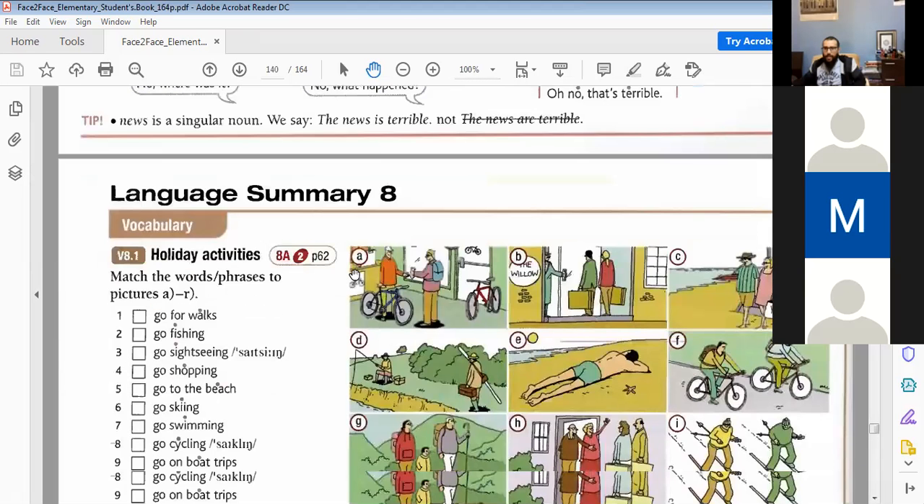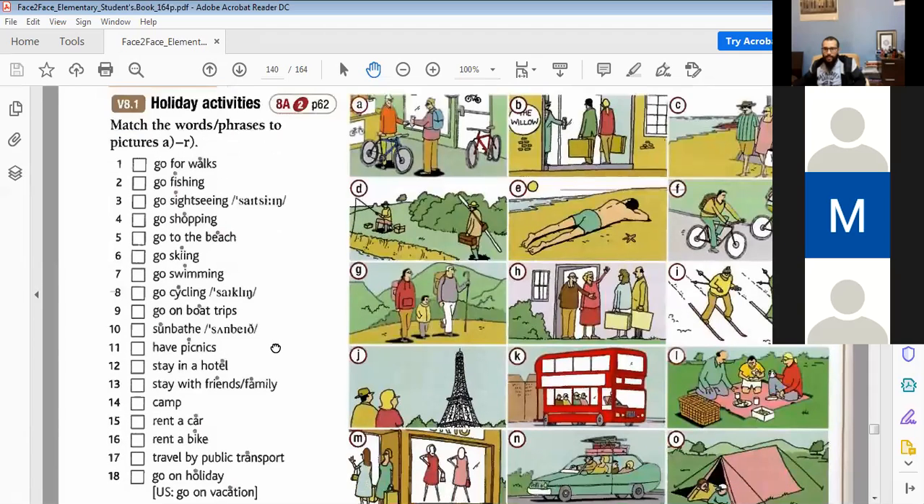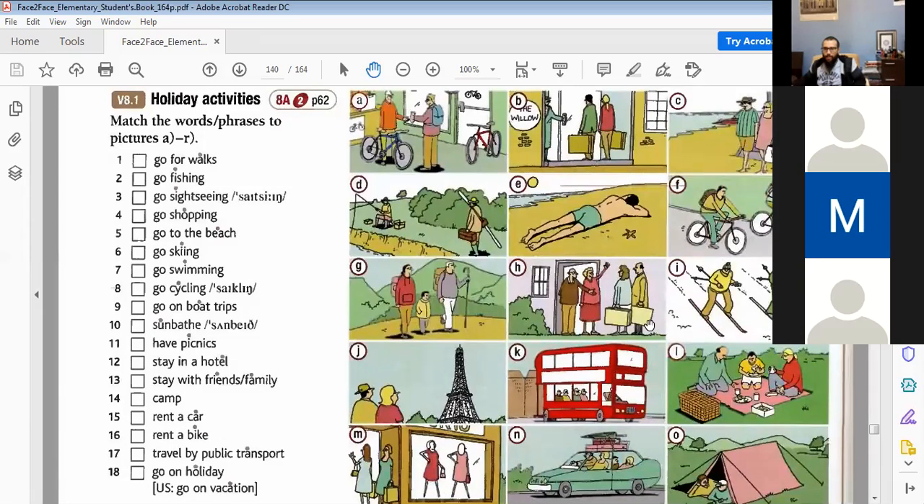Okay, so these are holiday activities. Can you see all of these activities? Yes. So let's match each photo.